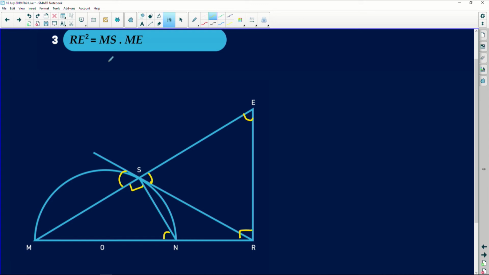Firstly, we've got these two triangles here. We've got this little right angle triangle that comes down here, and then we've got the overall big right angle triangle. So in triangle MSN and triangle MRE.